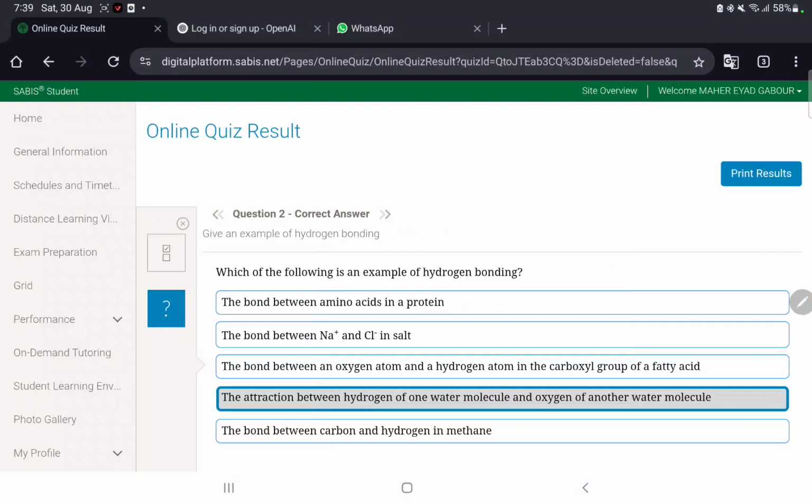Number 2, which of the following is an example of hydrogen bonding? So please don't get mixed up. If the hydrogen and the oxygen are bonded within the same water molecule, then it does not count as hydrogen bonding. It has to be one hydrogen and one oxygen in different water molecules. And always remember, hydrogen is slightly positive and oxygen is slightly negative. You can remember it because H is H plus and O is O2 minus.